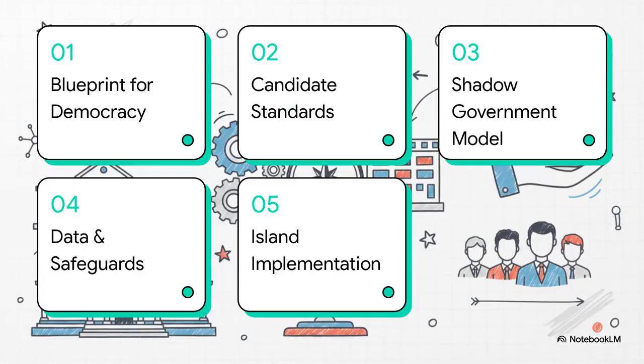Okay, let's dive into the structural tour. We're going to cover 5 areas today. 1. Blueprint for party democracy. 2. Standards for party candidates. 3. The shadow government model. 4. Data, accountability, and safeguards. And finally, 5. The island implementation roadmap.